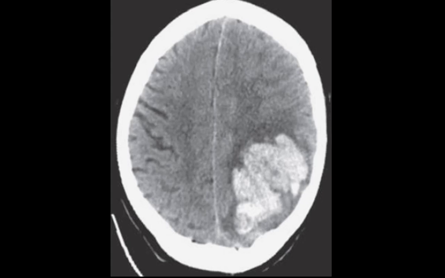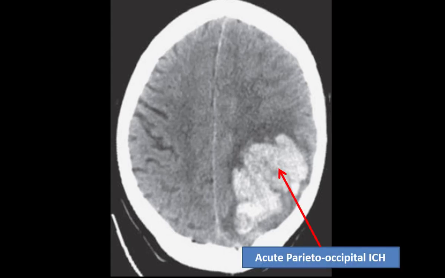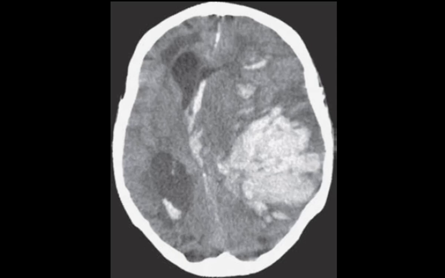How do you comment on this CT? Yeah, there is intracerebral hemorrhage and it is surrounded by edema. So, acute parieto-occipital intracranial hemorrhage. What all do you see here?